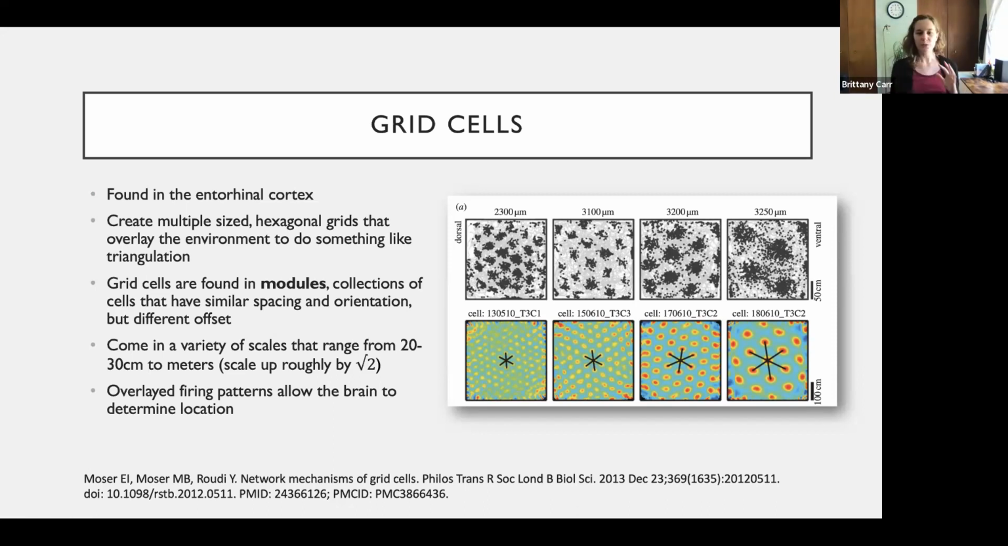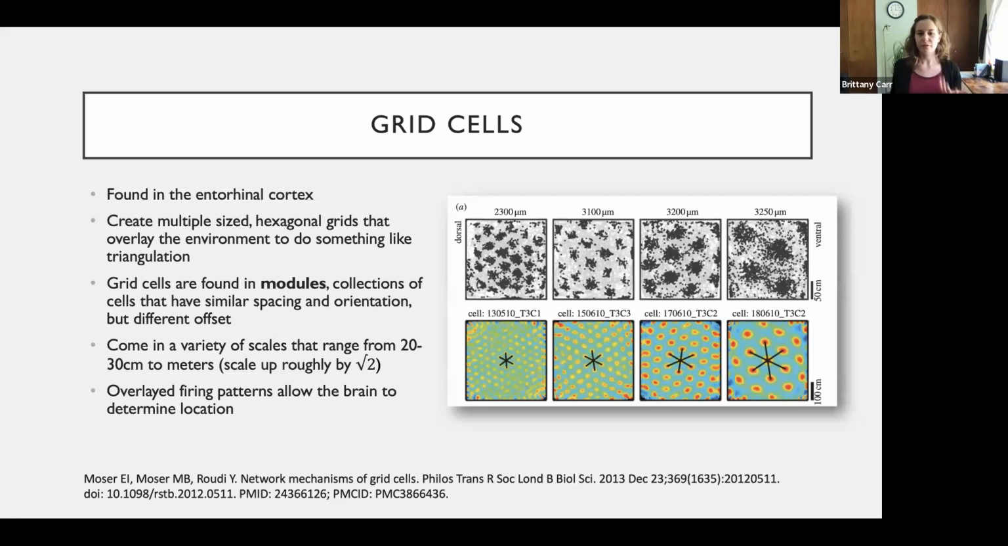They're found in these modules, which are collections of cells that have similar spacing and orientation, but different offsets, right? You could picture some sort of grid paper, you shift it a little bit, but it's going to maintain the same spacing. That gives you one module of grid cells. And these come in a variety of different scales that range from 20 to 30 centimeters worth of spacing up to meters worth of spacing, right? That's how we get at this local indoor navigation versus being able to navigate outside where things are a lot farther away.